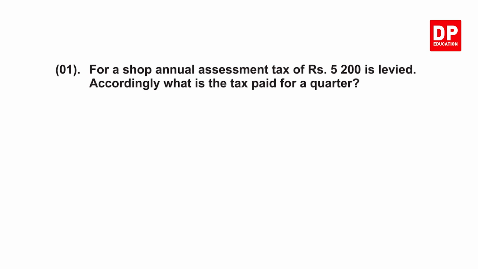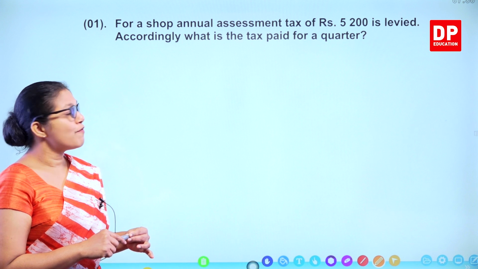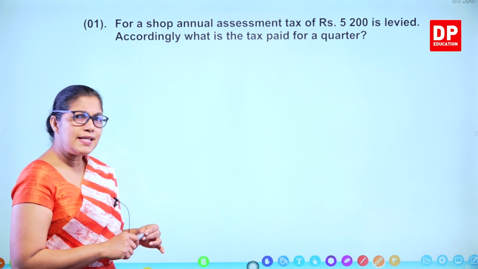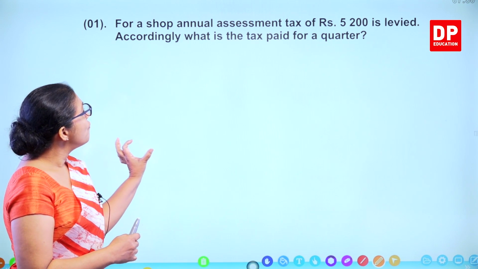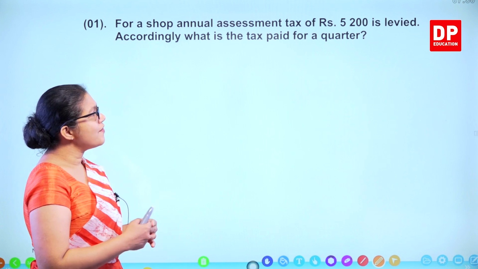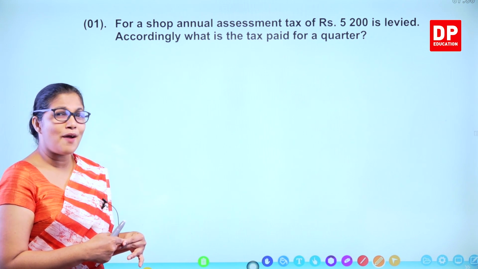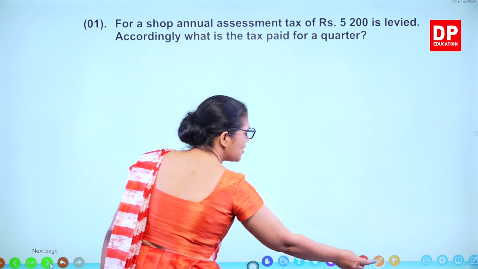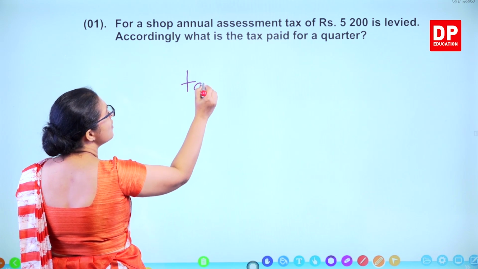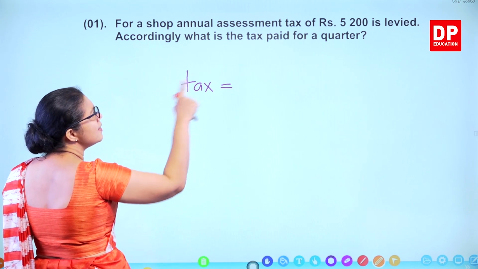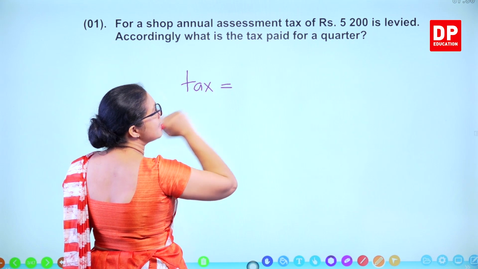So question number 1. For a shop annual assessment tax of 5,200 rupees is levied, accordingly, what is the tax paid for a quarter? So quarter means 1/4 of a year. So for the full year, that's 5,200. So what's the value for a quarter? You have to divide by 4. So you just have to divide this by 4. So what's the tax? So you don't have to write sentences here. So you have to show the method.